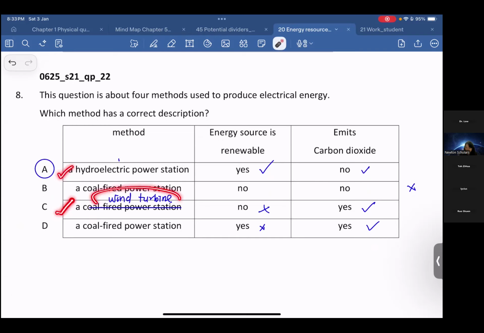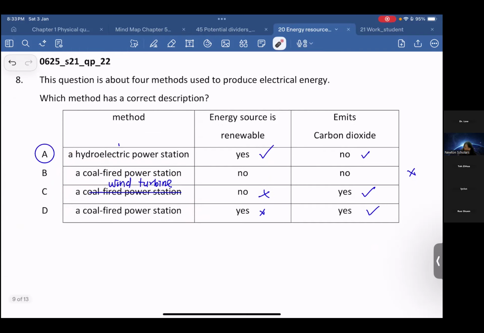Then I went back and checked the past year paper. I found out that I might have copied and pasted, that's why something is wrong here. It should be a wind turbine. Okay. So question number 8, answer is A. C has a typing error, it should be wind turbine. So C can be cancelled out if the option is wind turbine.